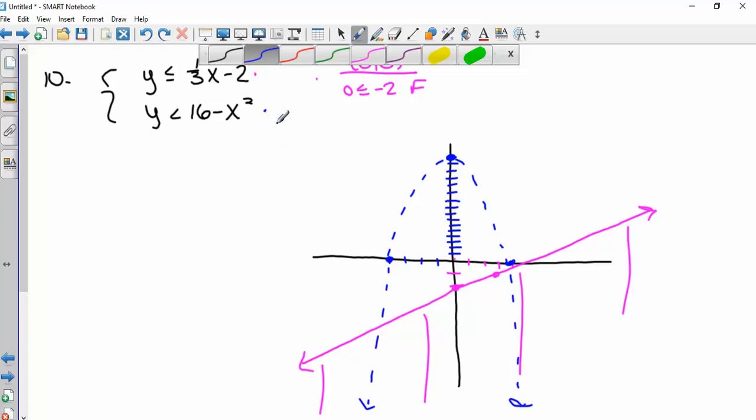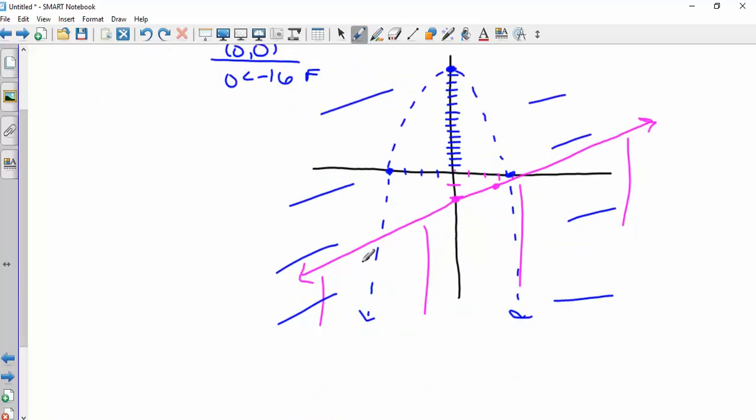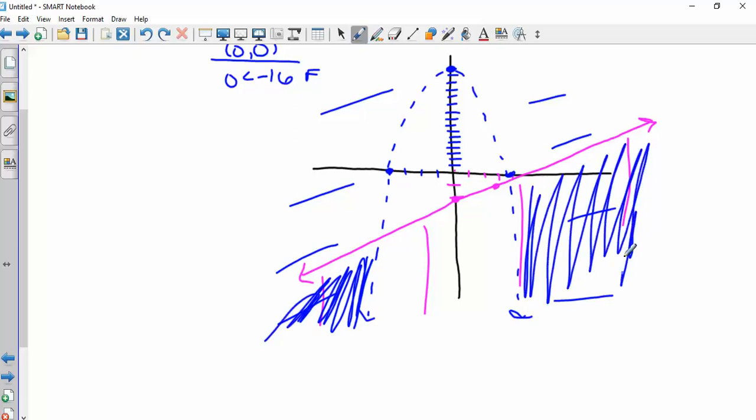For my parabola, okay, it's harder to just look at it and know, but if you did your test point, you get 0 is less than negative 16, which is false. So where would we shade here? Yeah. So we are shading under our line, but outside the bracket.